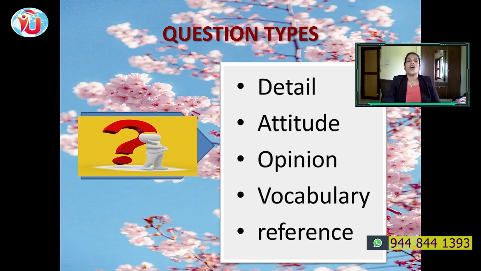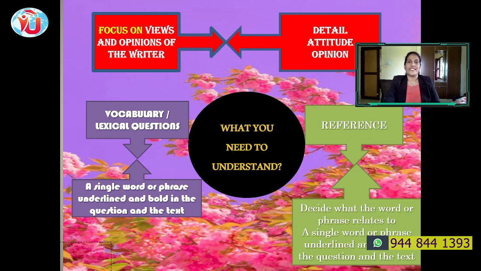Opinion. What is the author's opinion about? Author's opinion we need to focus on. Vocabulary, as understood simply, there will be a word given in inverted commas and it will be underlined. You need to tell what it refers to. Then the reference, again, reference is nothing but you need to find out what the given word refers to. So I think you understood the question types. If not, let me continue further and you will get the clear idea.